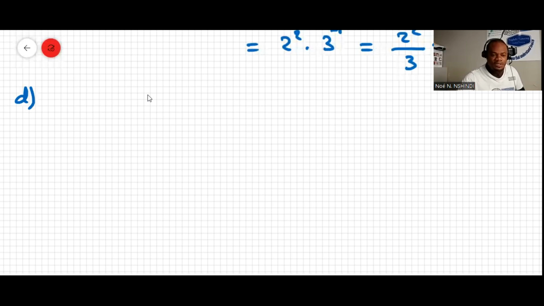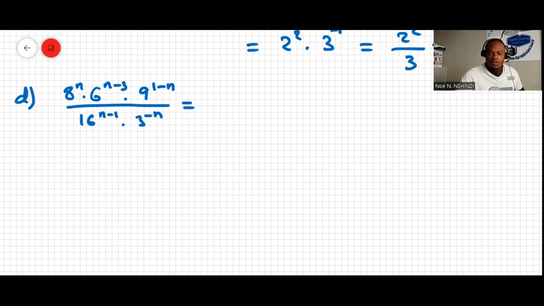Question D says 8 to the power of n multiplied by 6 to the power of n minus 3 multiplied by 9 to the 1 minus n, all over 16 to the n minus 1 multiplied by 3 to the negative n. First of all, we are going to write each number in terms of its prime factors.